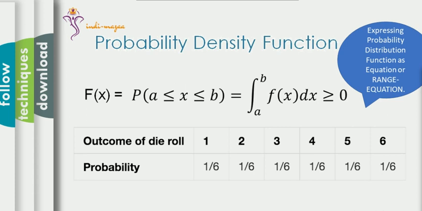Now, let us evaluate the probability of the dice throwing a 1. In this case the range is 1 through 1, meaning a equals 1 and b equals 1. Hence, according to the probability distribution, f of x for the range 1 to 1 both inclusive is nothing but 1 divided by 6 from the table.